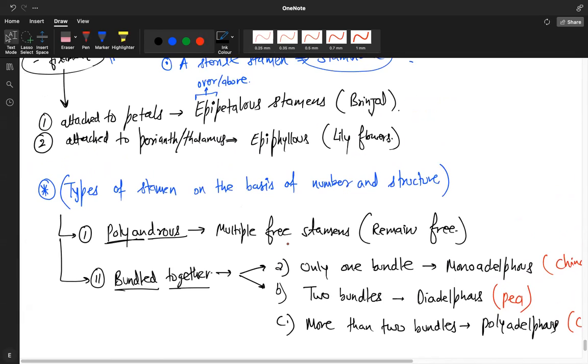Because there are multiple free stamens in polyandrous and there are multiple stamens also in polyadelphous. But what is the difference between polyadelphous and polyandrous? Aisha will tell. You can take your time to think, but you have to give me the right answer. Aisha, you have to give the answer today.